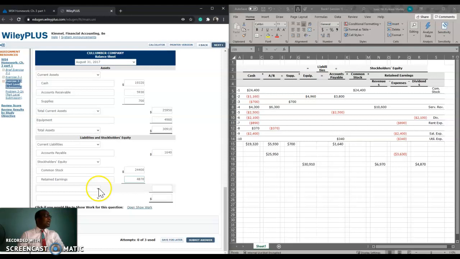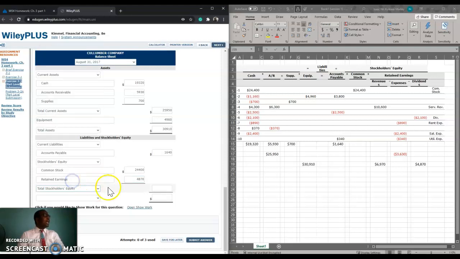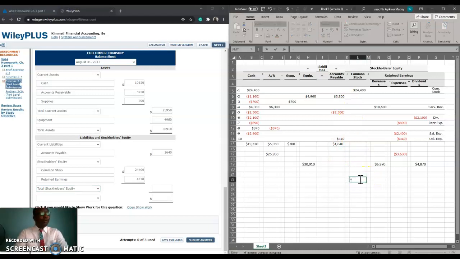Then we enter a total stockholders' equity, which will be the sum of the common stock and the retained earnings. And so we can do this over here by equals to this, which is the common stock for the month of August, and this, which is the retained earnings for the month of August.